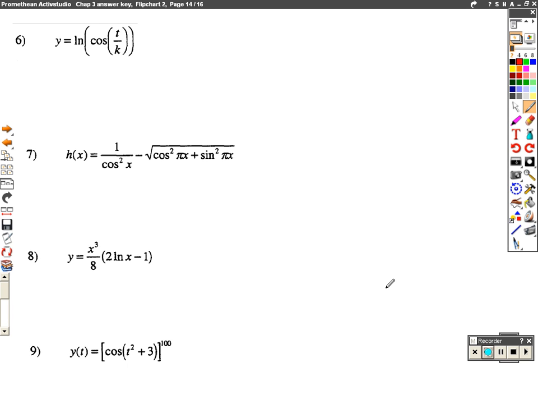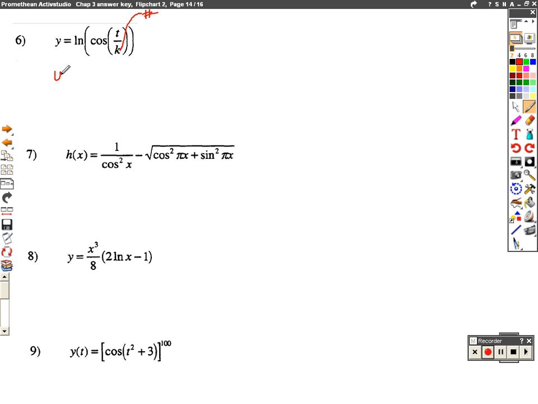Alright, so number 6, we've got y equals the natural log of the cosine of t over k. And it's important to really recognize that k right here is a number. So when I take its derivative, I'm going to treat it like it was t divided by 2 or t divided by 5, just a number.